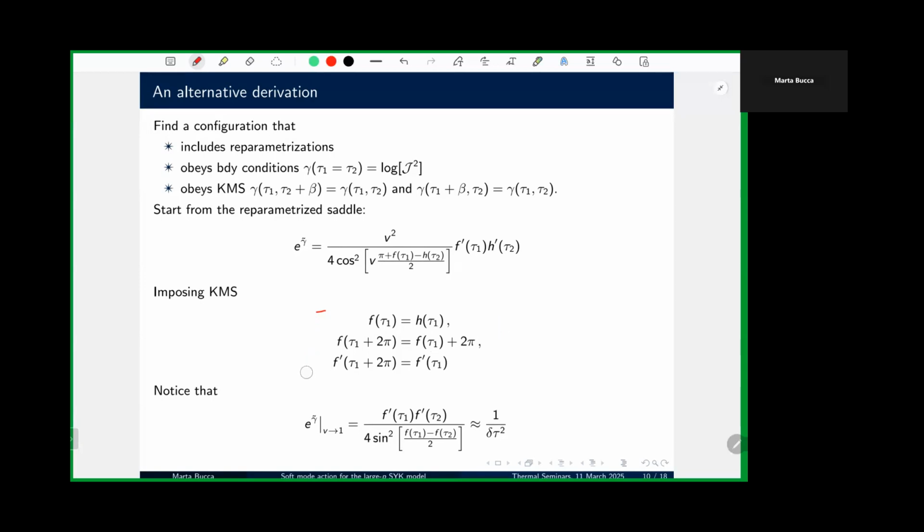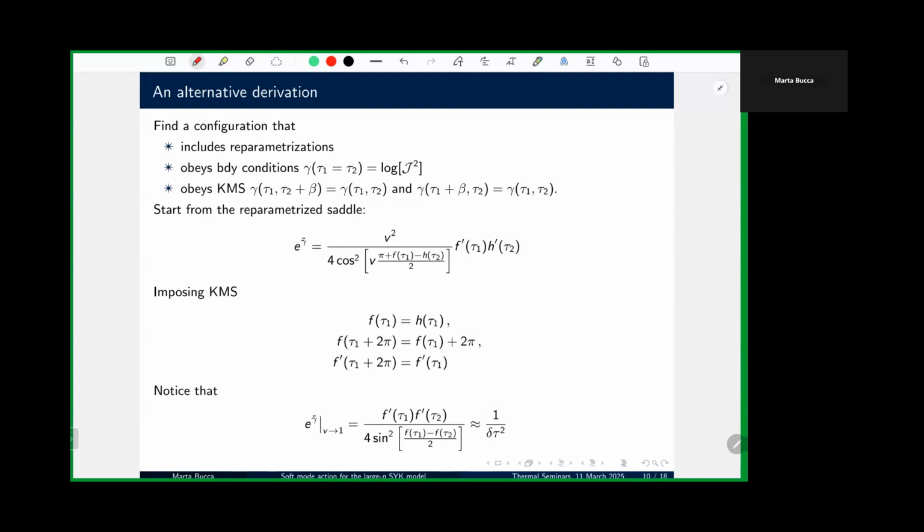Of course, the reparameterized saddle does not obey the boundary conditions. However, if we study the reparameterized saddle in the infrared regime, so for V going to 1, then close to the boundary, your reparameterized saddle is going to obey the ZZ boundary condition and it's going to approximately behave as 1 over delta tau squared.